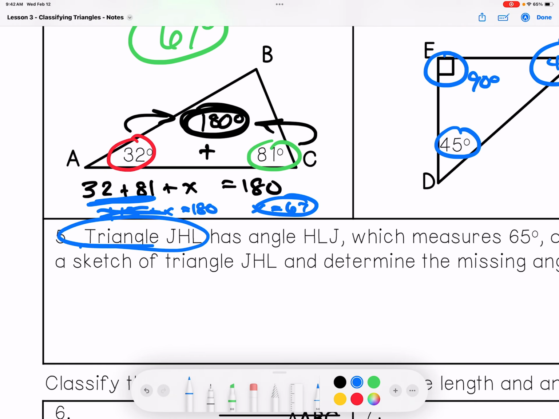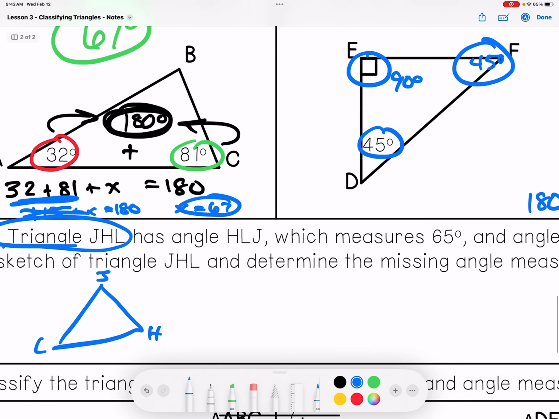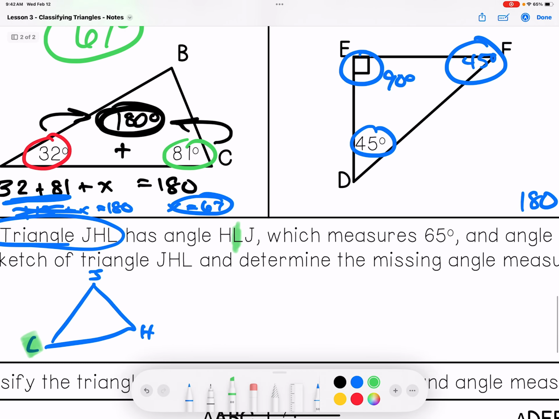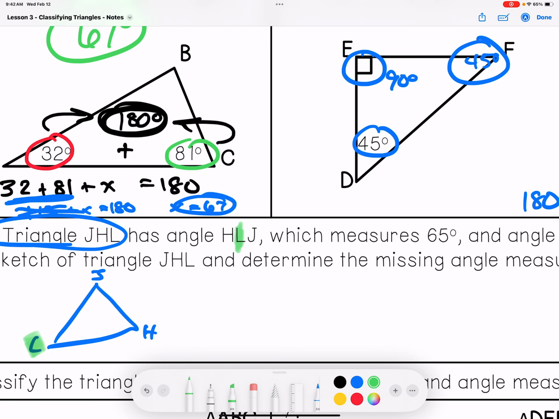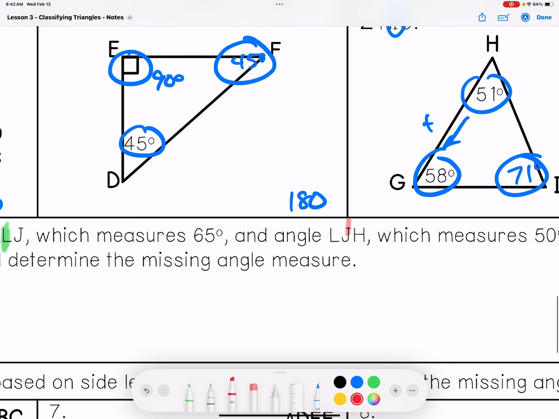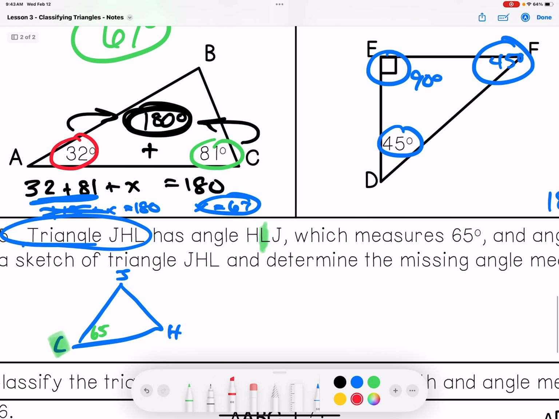This triangle has those 3 points. It has a J, it has an H, and it has an L. And it has an angle in it. That's L. Yep, there's L. And it measures 65. So that one right there is 65. All right, the other one is J, and it's 50.